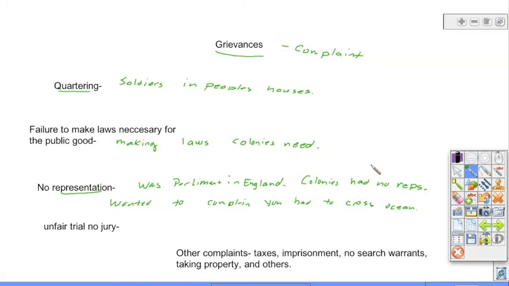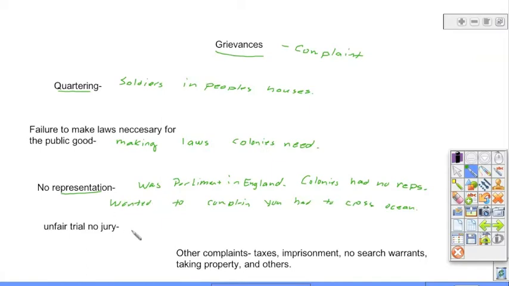Think about it. If you want to pass a new law, you're going to leave now. You're going to get there just before Christmas. And by the time spring rolls around, you can come back and tell the colonies about your decision. It's kind of a very impractical way to run your government.